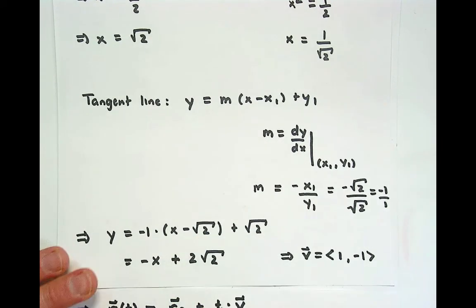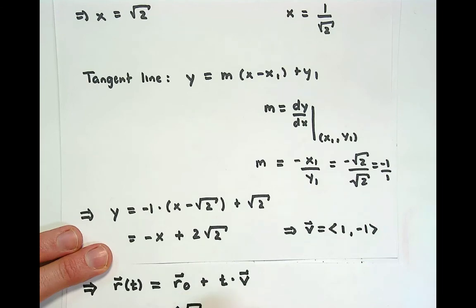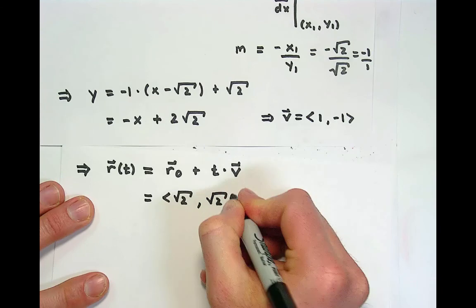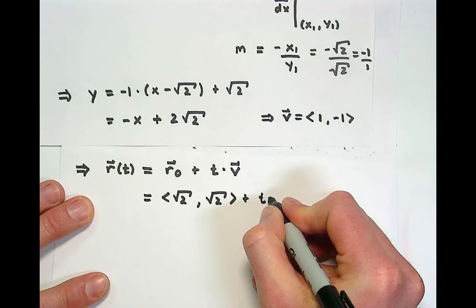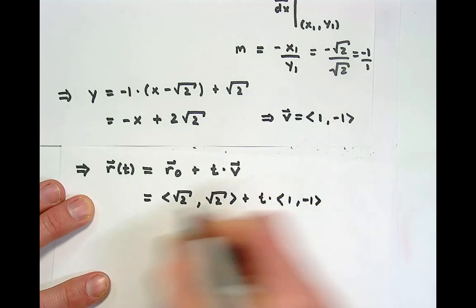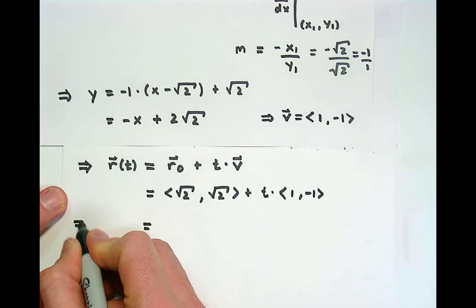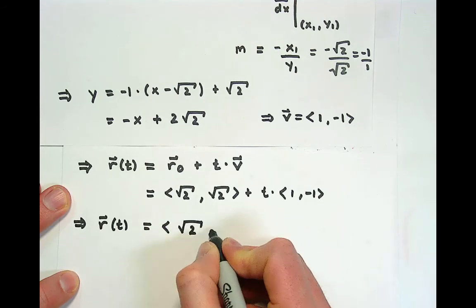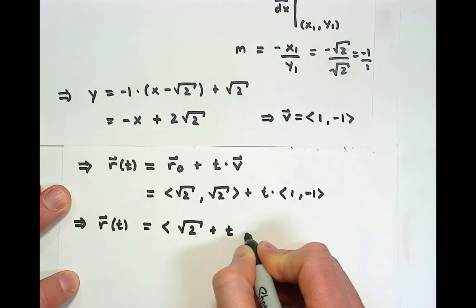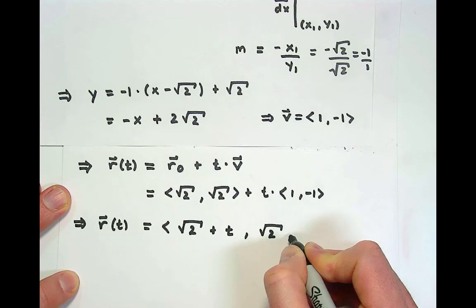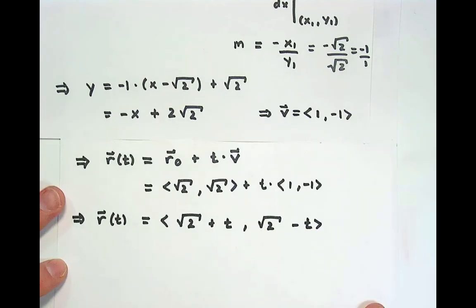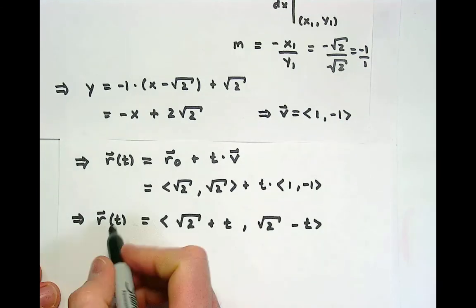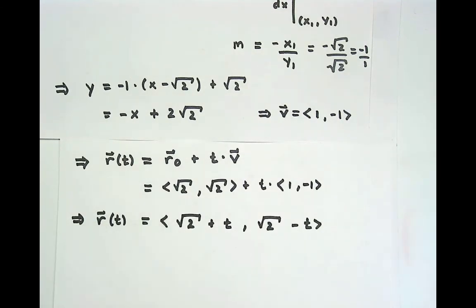So now I can get a vector equation that looks like the square root of 2, square root of 2, plus t times 1, negative 1. And then we can finalize this parametric equation for the line by just combining them together. So this is t plus square root of 2, and then in the y component this is square root of 2 minus t. This gives me now the tangent line to the curve, the level curve at the point square root of 2 comma square root of 2.